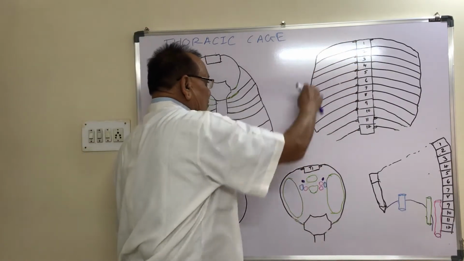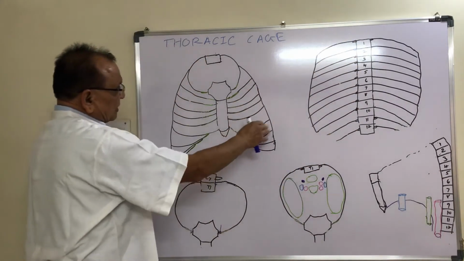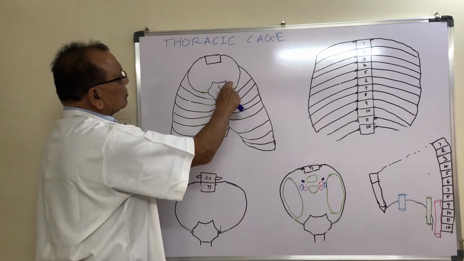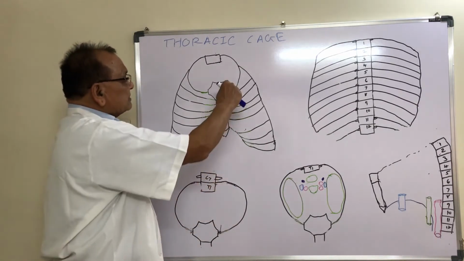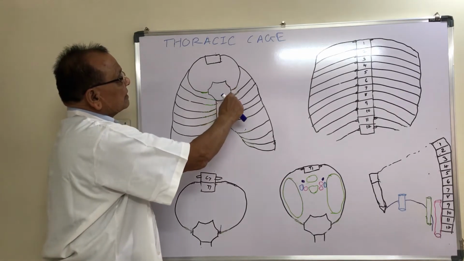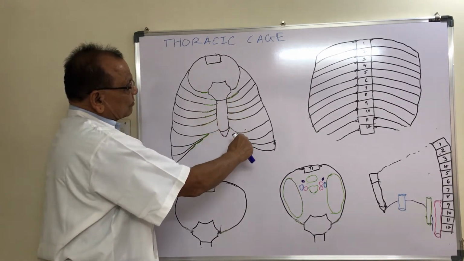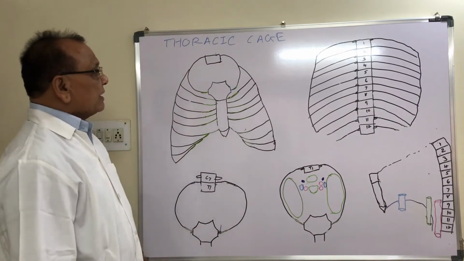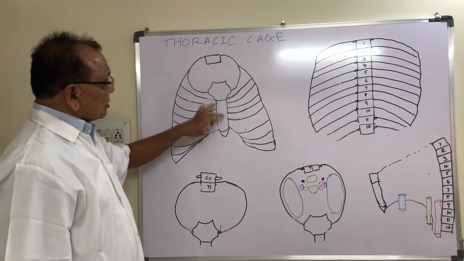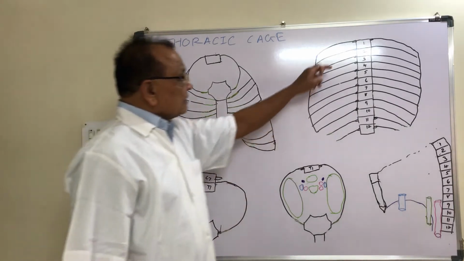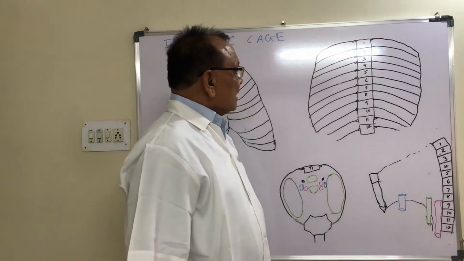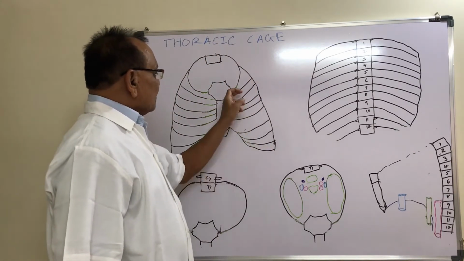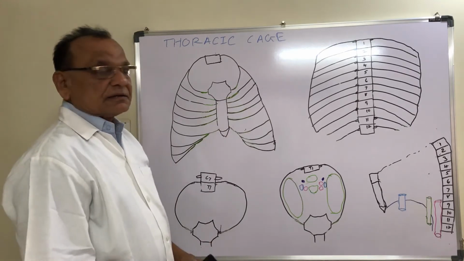This is the posterior part of the rib. This is the anterior part of the rib. The anterior part of the rib is connected anteriorly with the costal cartilage. So this is the costal cartilage of the first rib, second rib, and similarly the costal cartilage of all the ribs are there. Means the thoracic cage is bounded anteriorly by the sternum, posteriorly by 12 thoracic vertebrae, and laterally on each side by 12 ribs with their costal cartilage.